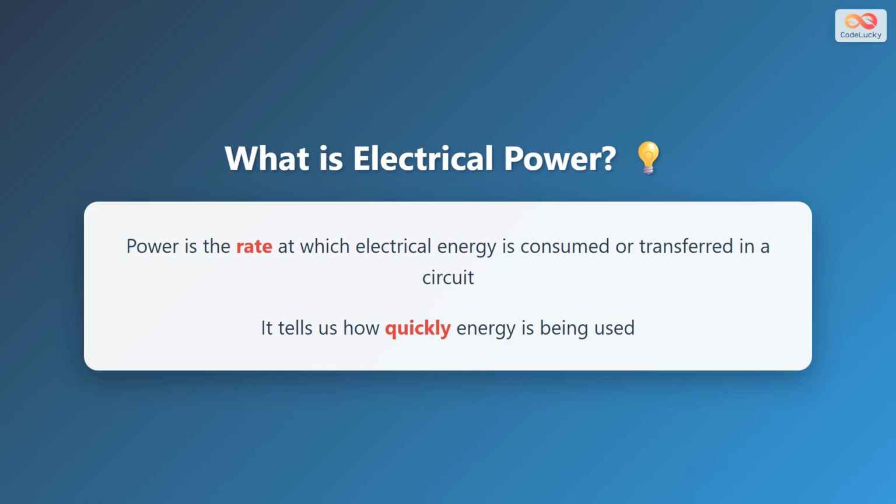Let's start by understanding what electrical power actually means. Power is the rate at which electrical energy is consumed or transferred in a circuit. In simpler terms, it tells us how quickly energy is being used by an electrical device. For example, a high-power appliance like a heater uses energy much faster than a low-power device like a small LED bulb.